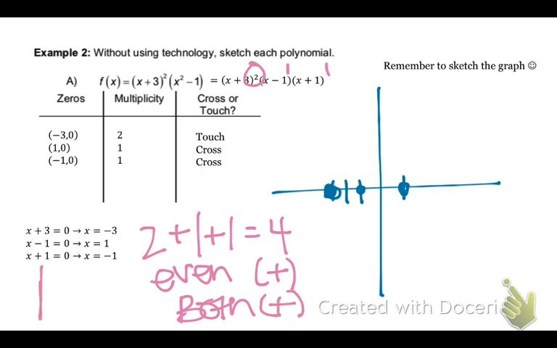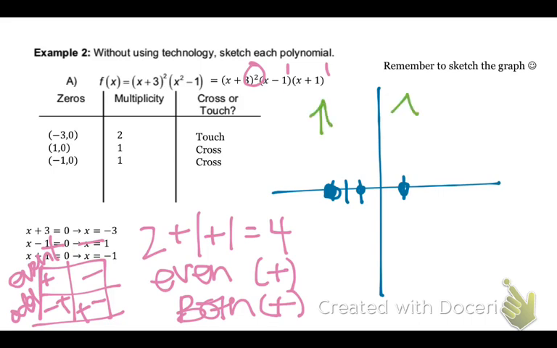If you can think back to that chart that we drew, that was like positive, negative, even, odd. If it's positive and even, they're both positive. If it's negative and even, they're both negative. Odd and positive, it starts negative and ends positive. If it's negative and odd, it starts positive and ends negative. Okay, so this is going to be both positive.